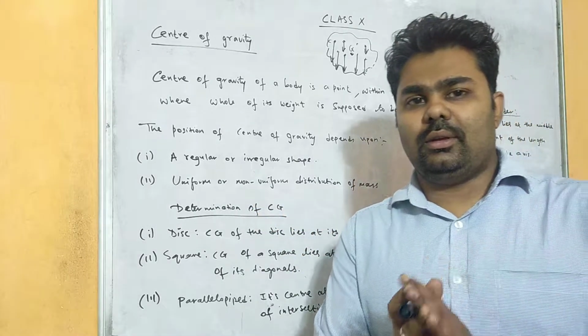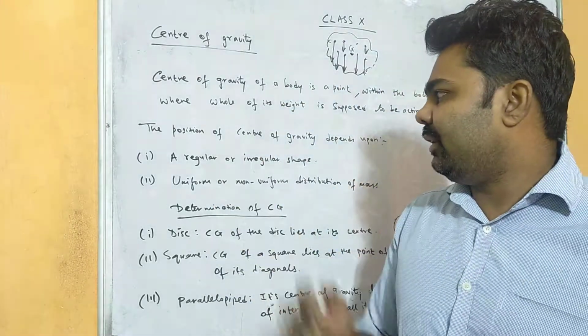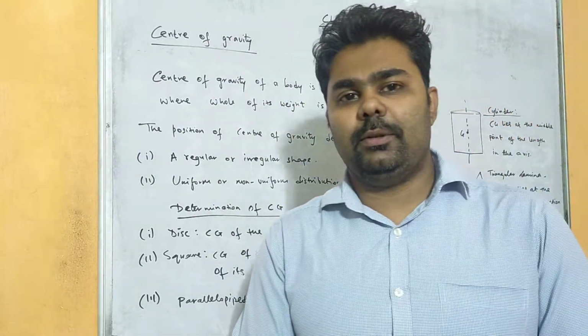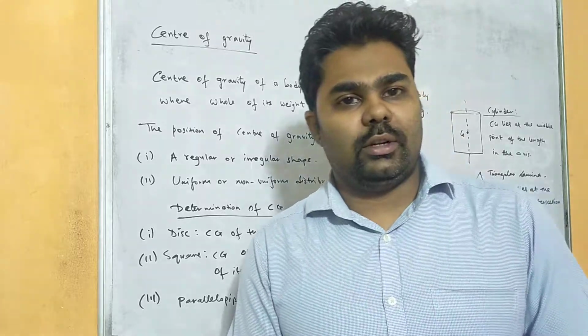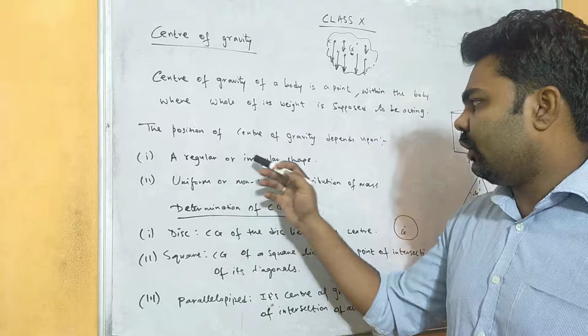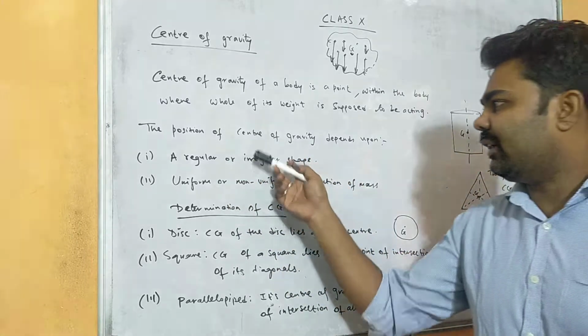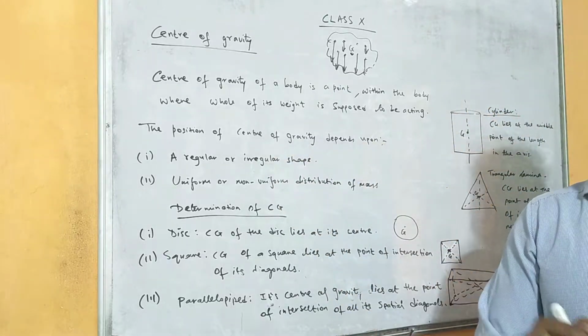Uniform or non-uniform distribution of mass, this is the second factor upon which the position of center of gravity depends. So next one is the distribution of mass. So you see, a regular or irregular shape, or uniform or non-uniform distribution of mass. These are the factors upon which the position of center of gravity depends.